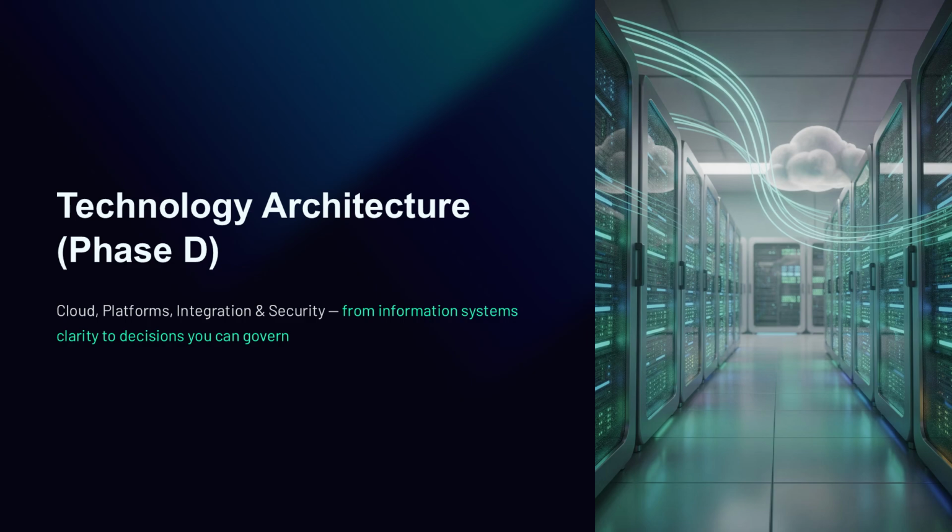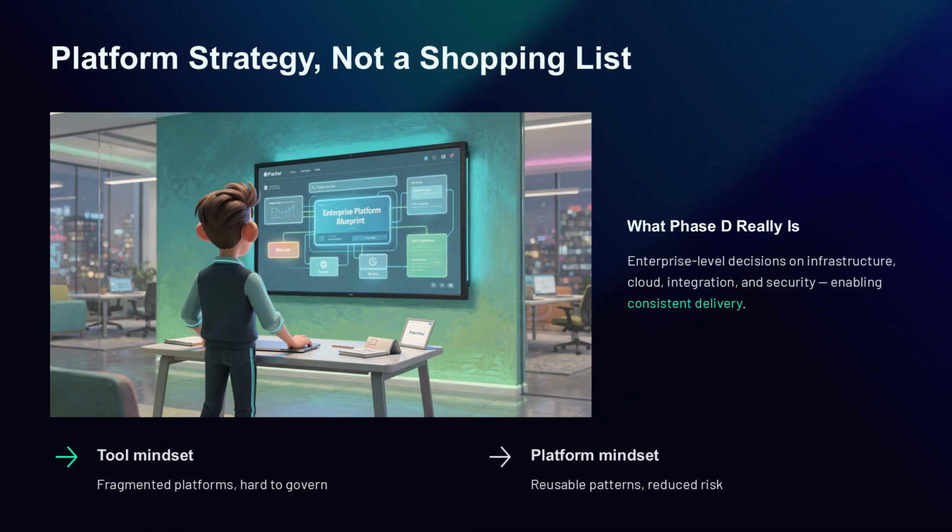Your goal is to set technology direction, standards, and guardrails so delivery teams can move fast while the enterprise maintains control over resilience, security, integration, and cost. Building on that goal, you should treat Phase D as platform strategy rather than a catalog of technologies. Technology architecture is the set of enterprise level decisions about infrastructure, cloud patterns, hosting models, integration platforms, security controls, and operational foundations that enable consistent delivery.